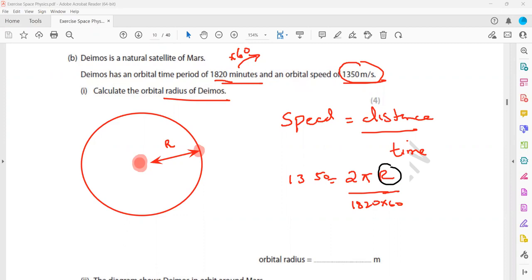So how do we work out R? R is the subject. So this will be 1,350 times 1,820 times 60. And this 2 pi is multiplied on one side, so on the other side it will be divided. So it will be 2 times 3.14. When we divide, this will give us the distance. What's the final answer? 1,350 times 1,820 times 60 divided by 2 times 3.14.